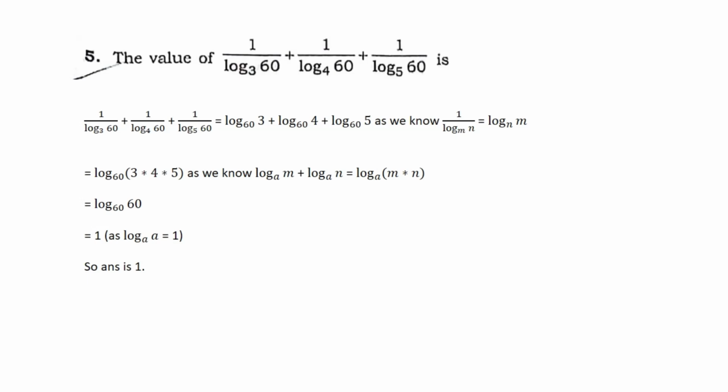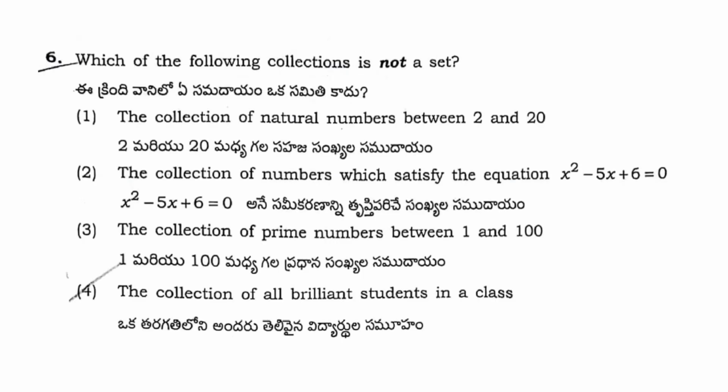Okay, the next formula we know is log m to the base a plus log n to the base a equals, when the base is the same and both are added, we can write it as log m into n to the base a. So it can be converted as log 3 into 4 into 5 to the base 60. 3 into 4 into 5 equals 60, so log 60 to the base 60 is 1. So the answer is 1. Coming to the sixth question, which of the following collections is not a set?